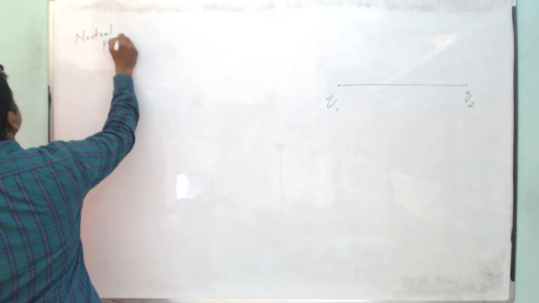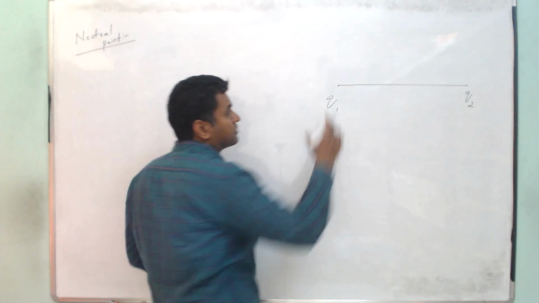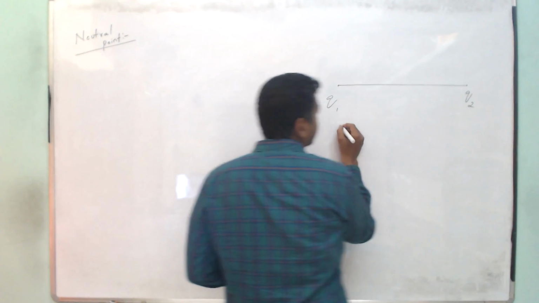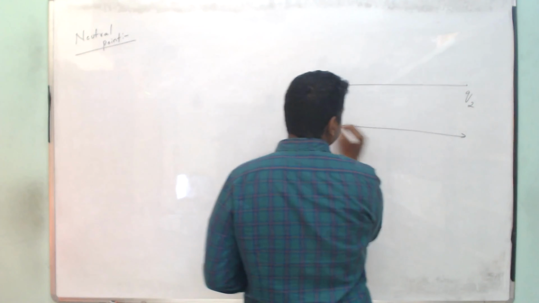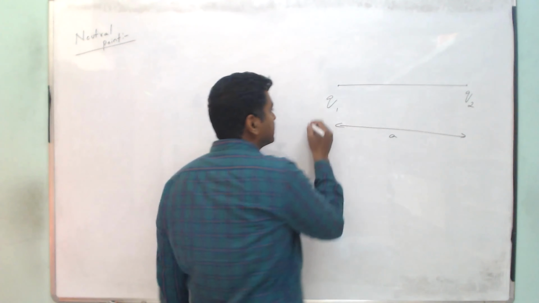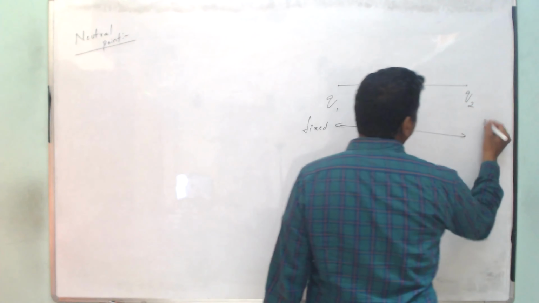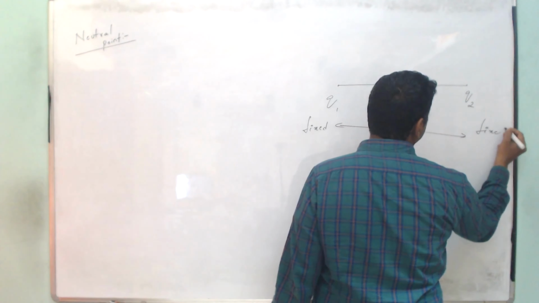Okay, I'm writing it as neutral point. So what is a neutral point? Suppose we have two charges Q1 and Q2 placed at a distance of A from each other. Both the charges are fixed.